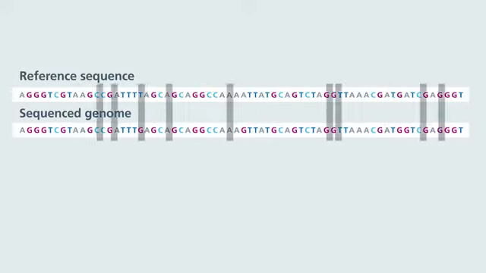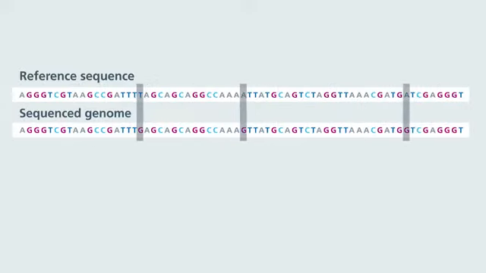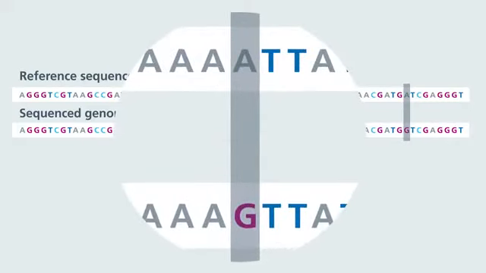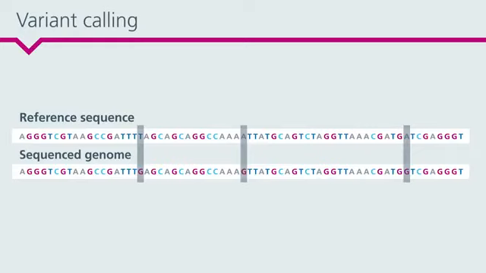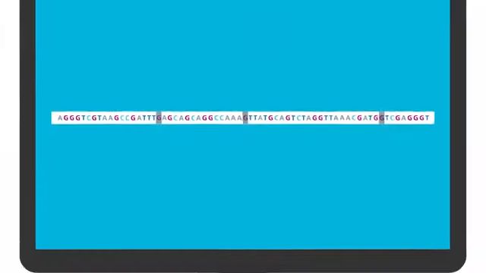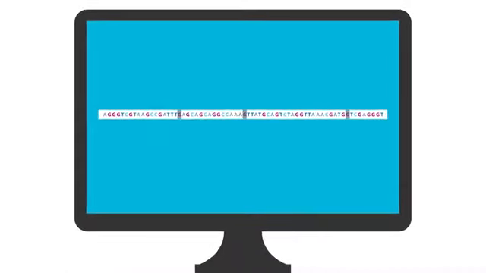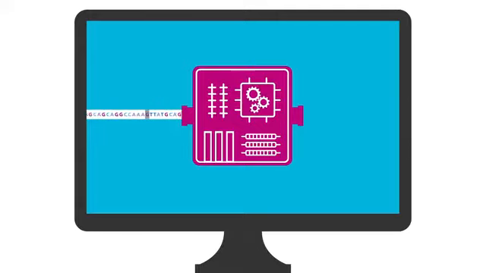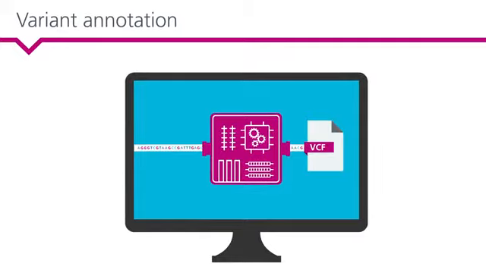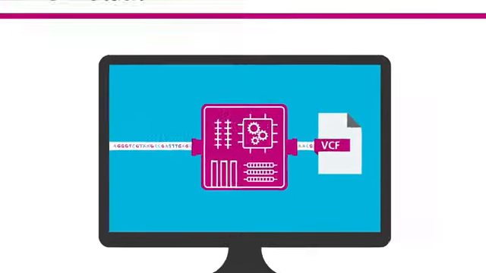Then, this sequence is compared with the reference genome to identify any differences, known as variants. This is called variant calling. Software is then used to predict the functional effects of any identified variants. This is called variant annotation.